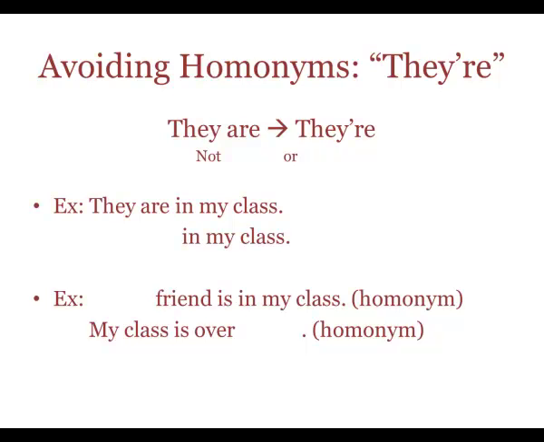Let's look at another example. They are becomes they're, but this one is tricky because they're sounds like there, the possessive pronoun, and there, the preposition. So let's take a look. They are in my class becomes they're in my class, rather than their friend is in my class, where their is a possessive pronoun, or my class is over there, where there is a preposition. So both of these would be homonyms.